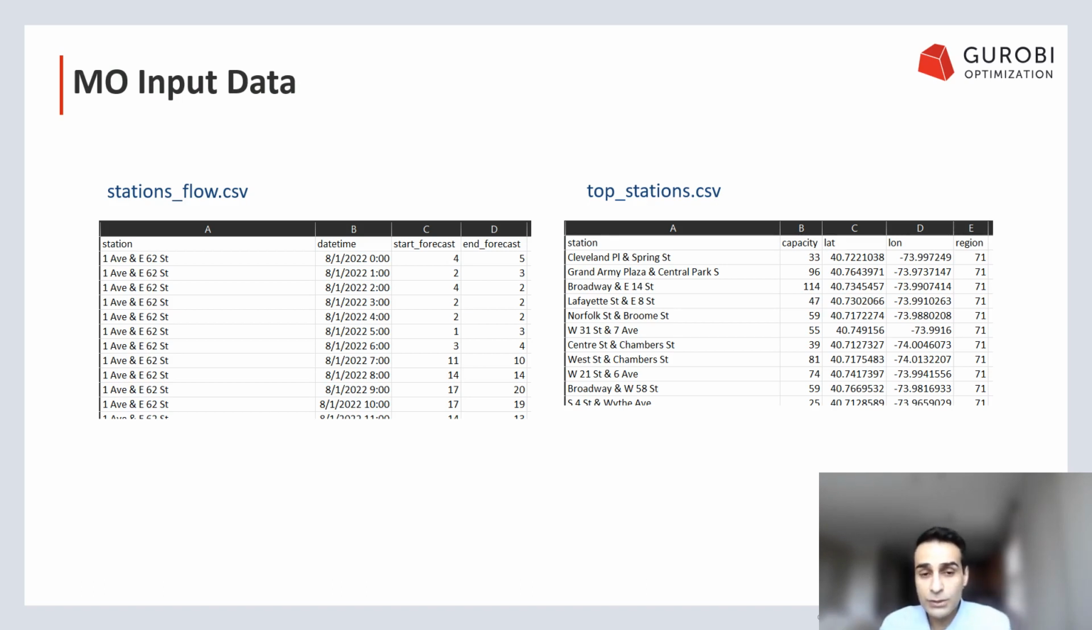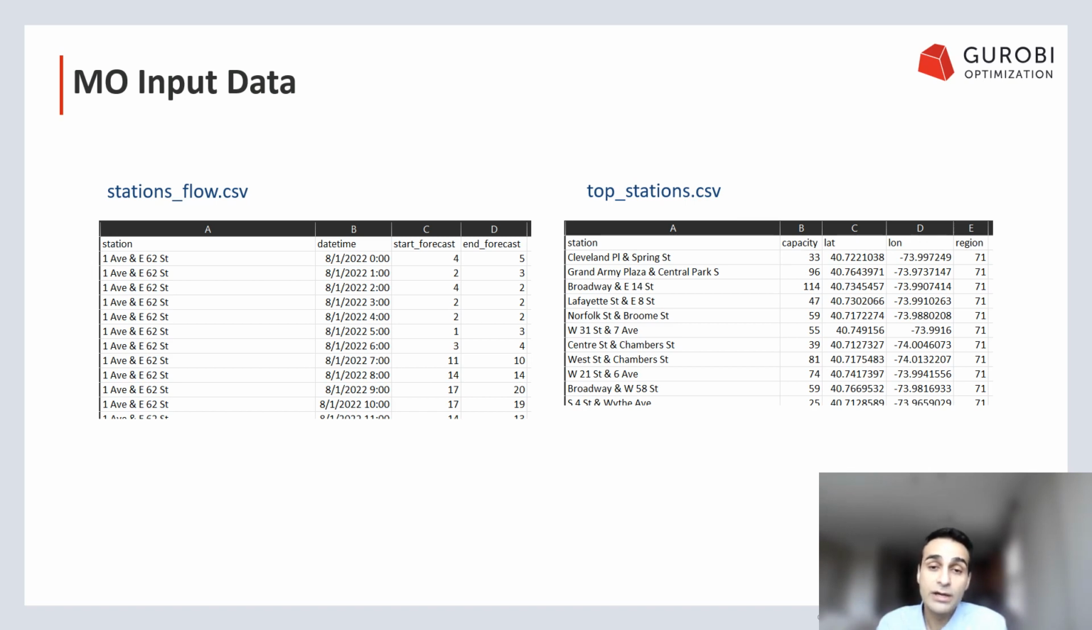So let's take a very quick look at how the output of ML, which is the input of MO, looks like. We have two CSV files. One of them is the stations flow, where you have the 4 columns, and you have the information for each station, all the dates and hours during the 24 hours of the day for the 5 days of the week in the first week of August.